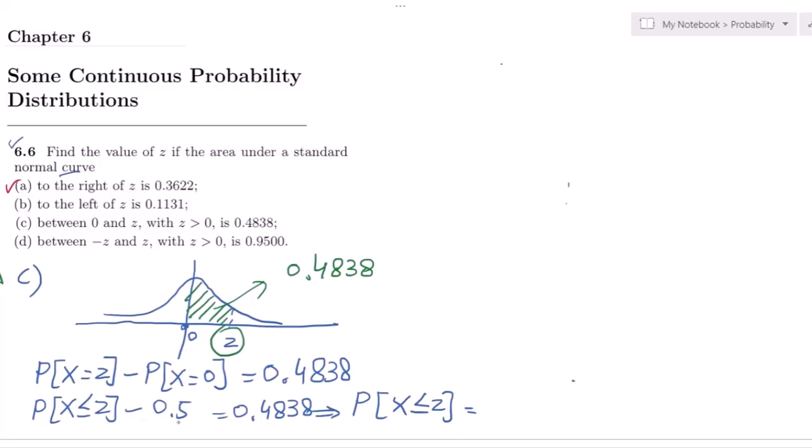Adding 0.5 to both sides, what would we get? We would get 0.5 plus 0.4838. Adding them together, what would we get? It would be 0.9838. So this is what we have found out. Now in order to find the value of z, again the similar formulation, which is the inverse of 0.9838.